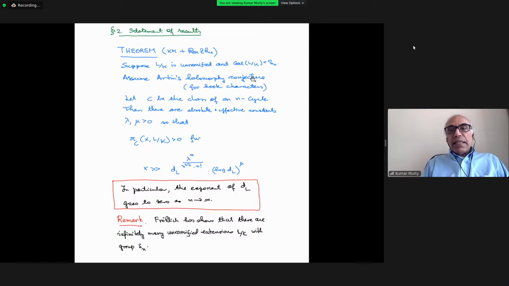So remember, this is an Sn extension. So the degree of L over K is n factorial. So I'm getting the root discriminant, dL to the 1 over n factorial, and then to a power which is still exponential, but it's exponential in n. Now remember, the degree is n factorial. So this actually is quite small relative to the degree. But in particular, what we get is a bound for the least prime whose Frobenius conjugacy class is an n cycle, which has an exponent of the discriminant going to 0.